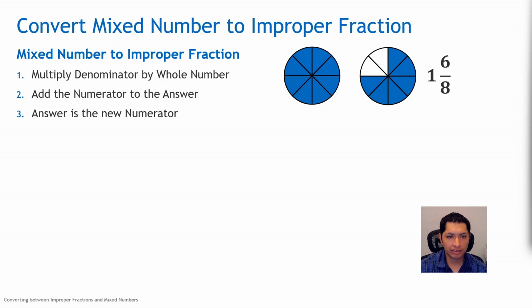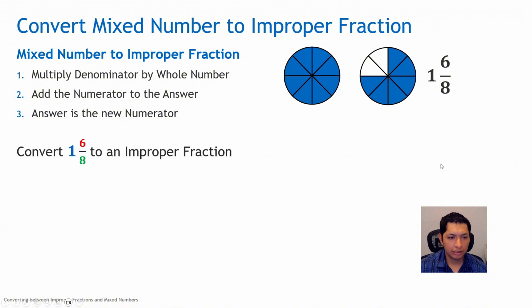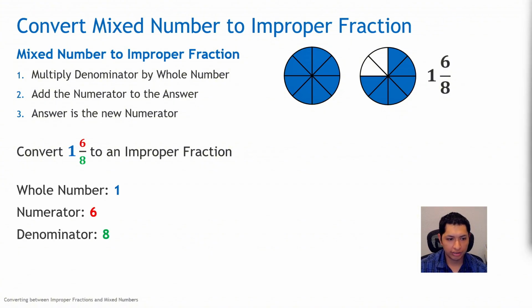To convert from a mixed number to an improper fraction, you follow the following 3 steps. First, you multiply the denominator by the whole number, then to that answer, you add the numerator, and you get a new answer, and that new answer becomes the new numerator. So let's see it in action. Let's convert 1 and 6/8 to an improper fraction. And again, I color-coded the different pieces so you can see how they're used in following these steps. The whole number is 1, the numerator is 6, and the denominator is 8.